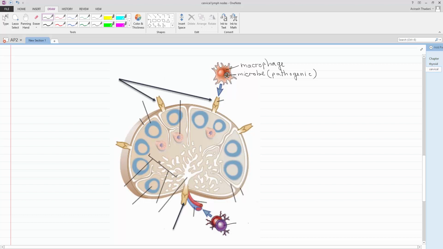And the reason why I know it's a B lymphocyte, at least in this diagram, is because it has these antibodies attached to its surface. The antibodies are actually its receptors. And this guy is a T lymphocyte. Helper T cell or a cytotoxic T cell, that we don't know, probably a mixture of both.